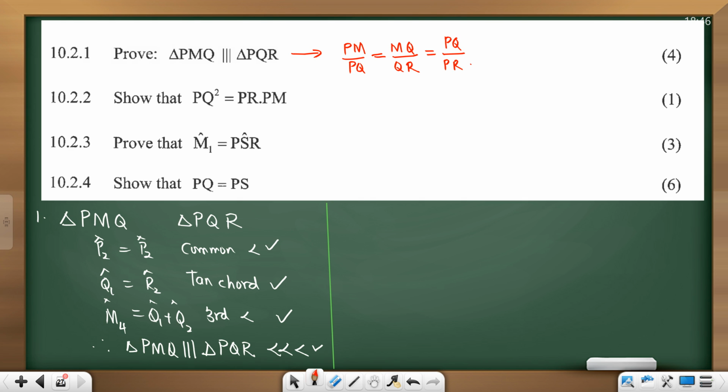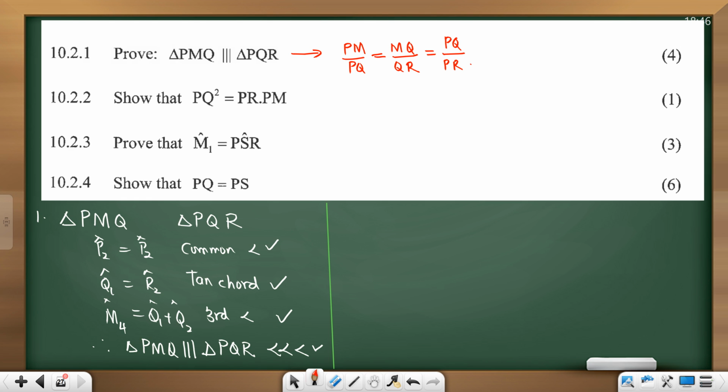So, with this question, when you say PM over PQ is equal to PQ over PR, yes, you can. Perfectly allowed, because we can prove it there. Now, look at the next question. Observe what we are showing: PQ squared. What does PQ squared mean? It means PQ times PQ.